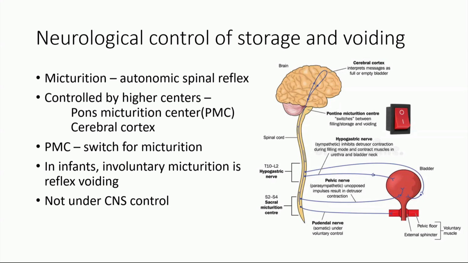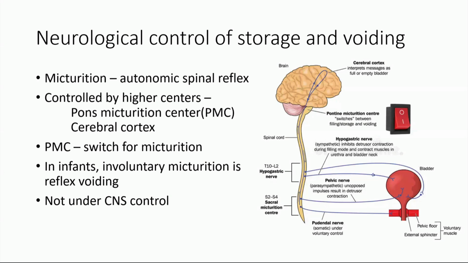Now, this pontine micturition center acts as an on and off switch, and by default, it triggers the voiding reflex. But when this center receives sensory signals from a full bladder, it communicates to the cortex about the appropriateness of urination at the moment. When it's not convenient, the cortex sends back inhibitory signals to keep the sphincters closed and prevent voiding. So it switches off the pontine micturition center.